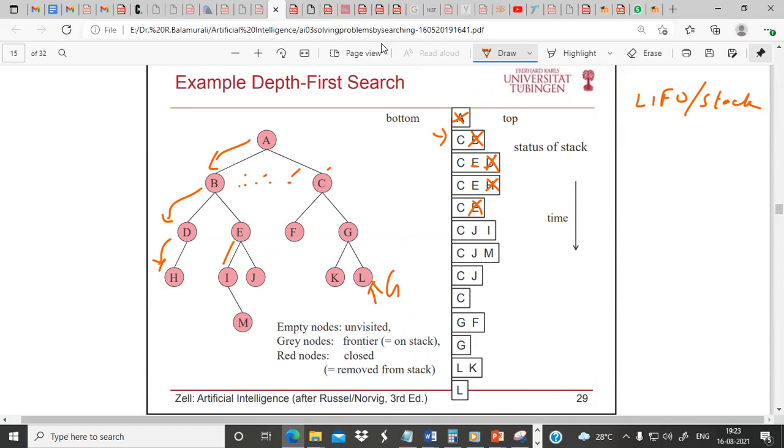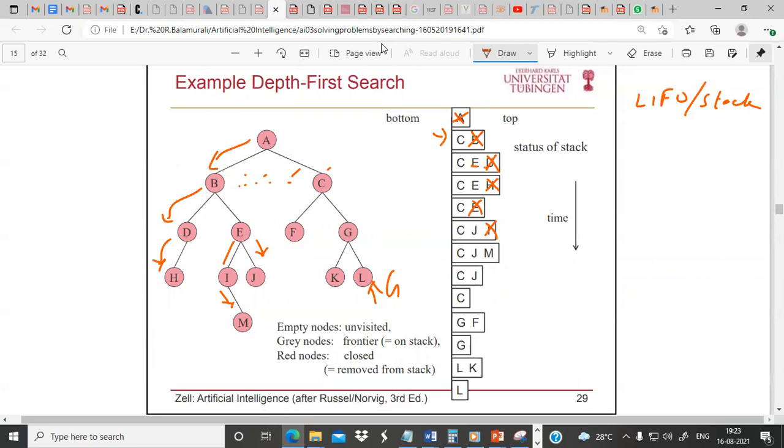When you expand E, we got I and J, but it will be pushed as J and I. First J, then I. Then check whether I is the goal state or not. No, I is not the goal state. So expand I. When you expand I, you got M. So push M into the stack. Now the top of the stack is M. So check whether M is the goal state or not. No, M is not the goal state.